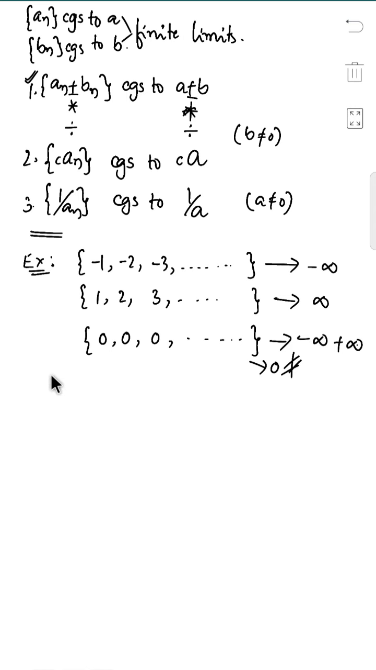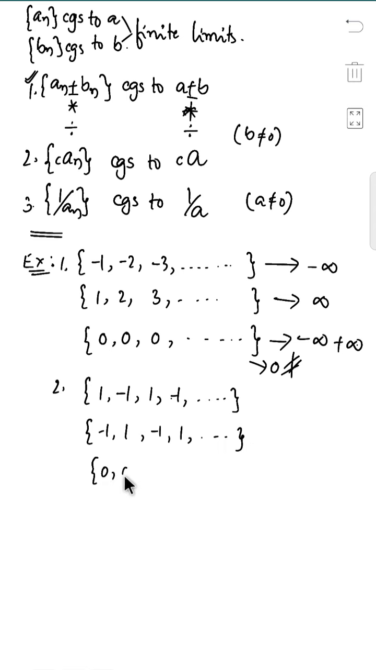So I will try to give one more example for an oscillatory sequence. Let's say we have an oscillatory sequence 1, -1, +1, -1 and so on. Let's take another oscillatory sequence, -1, 1. If we add these two sequences term by term, we get a constant sequence of zeros. So this sequence converges to 0.